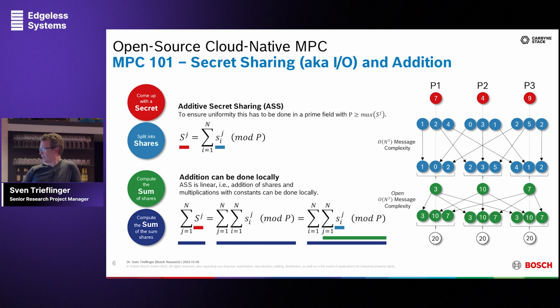Although you cannot see it at the moment, they have already done the summation of the secrets. When they now open the locally computed sums to the others, which is called the opening process, you can see that if you sum up, 3 plus 10 plus 7 is 20, and if you look at the top, that is exactly the sum of the secrets that you had before.